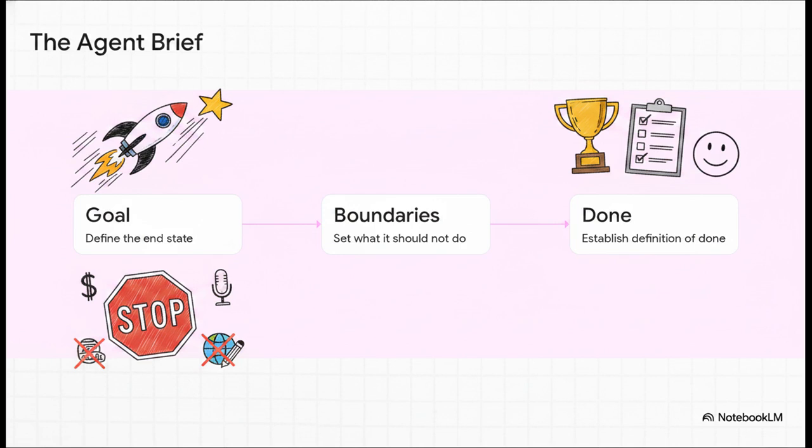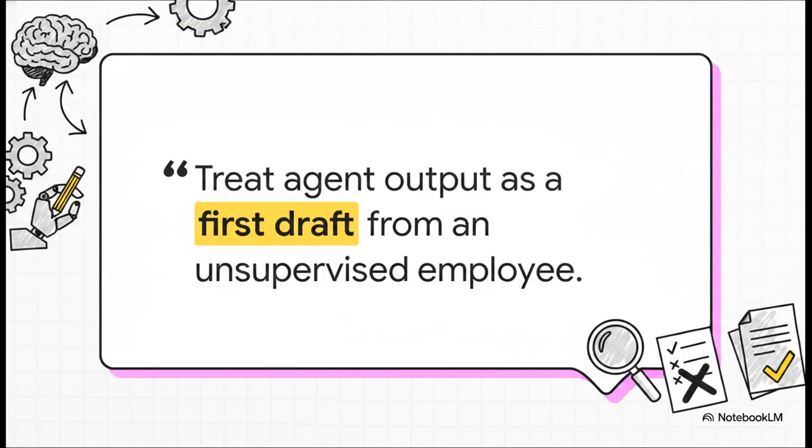A rock-solid agent brief requires 3 mechanics. First, define the goal, the exact end state you are looking for. Second, and this is absolutely critical, set strict boundaries. Tell it exactly what it must not do. Do not spend money. Do not contact people. Do not publish anything live. And third, establish the definition of done so the agent knows exactly what success looks like, and most importantly, when to stop.